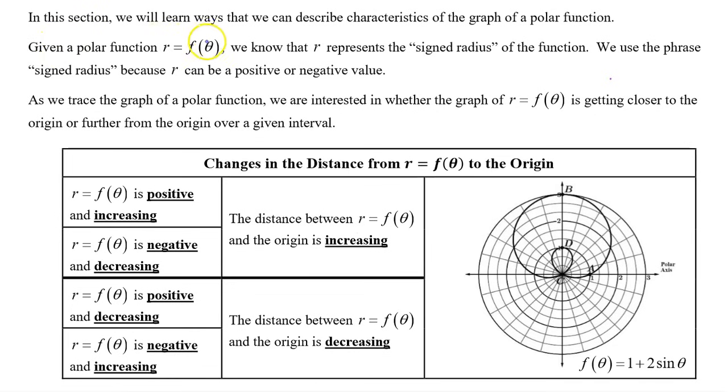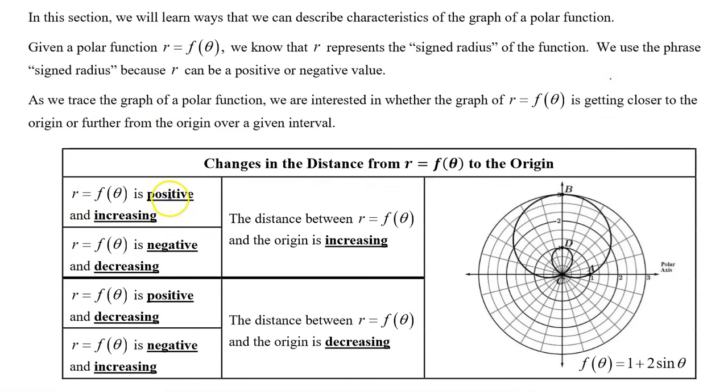In this section, we will learn ways that we can describe characteristics of the graph of a polar function. Given a polar function r equals f of theta, we know that r represents the signed radius of the function. We use the phrase signed radius because r can be a positive or negative value. As we trace the graph of a polar function, we are interested in whether the graph of r equals f of theta is getting closer to the origin or further from the origin over a given interval.